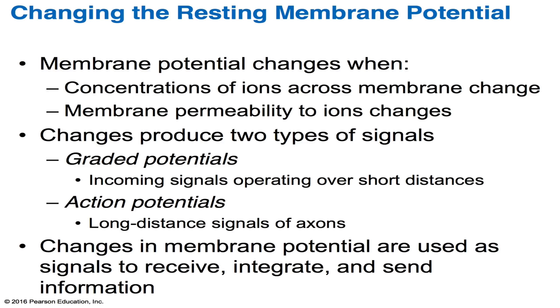Neurons use the changes that are produced in their membrane potential as a communication signal for receiving, integrating, and sending information. Changes to the membrane potential can occur in a couple of different ways. One way is when concentrations of ions across the membrane change, and the other is when membrane permeability to ions changes. Now, these changes produce two types of signals. One is called graded potentials, and the other is called action potentials. Graded potentials are incoming signals that operate over short distances, and action potentials are long-distance signals that we see traveling through axons.